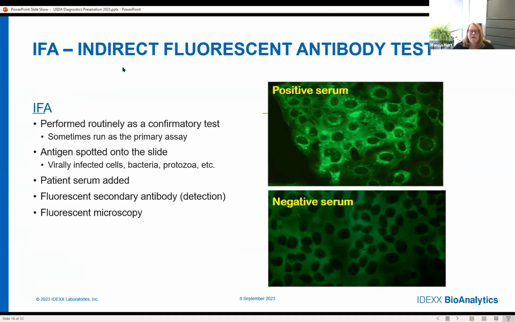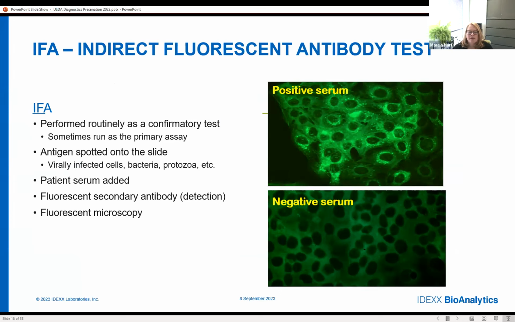A second type of test is the indirect fluorescent antibody test, or IFA. The IFA is performed routinely as a confirmatory test. However, for some agents, it can be run as the primary assay. The way that this works is that you take an antigen and you place it on a microscope slide. That antigen can be virally infected cells, it could be bacteria, it could be protozoa. There's a lot of different modalities.